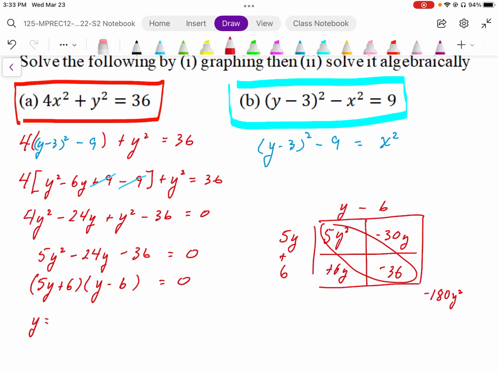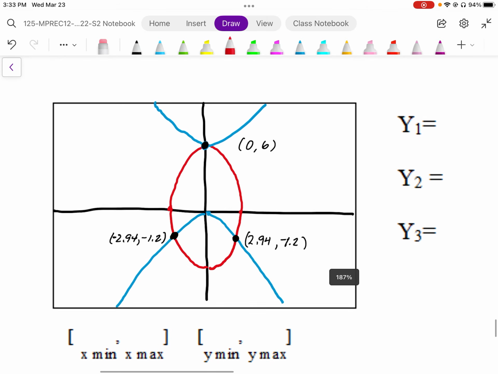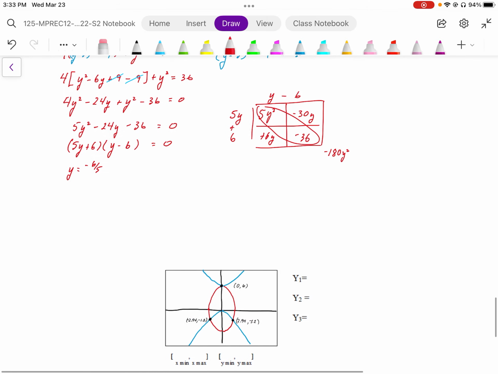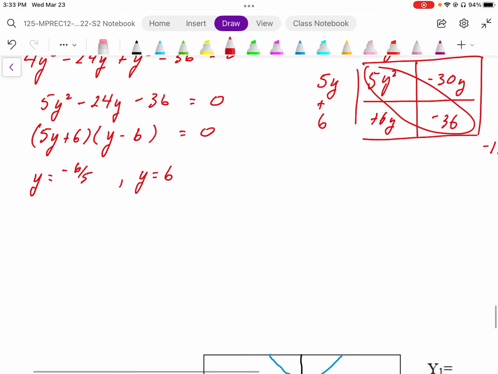That makes y equal to negative 6 over 5. That's where negative 1.2 comes from here. Okay, so you can see our y equals negative 1.2. And then for the other y, we get y is equal to positive 6. We can see that on our graph as well.